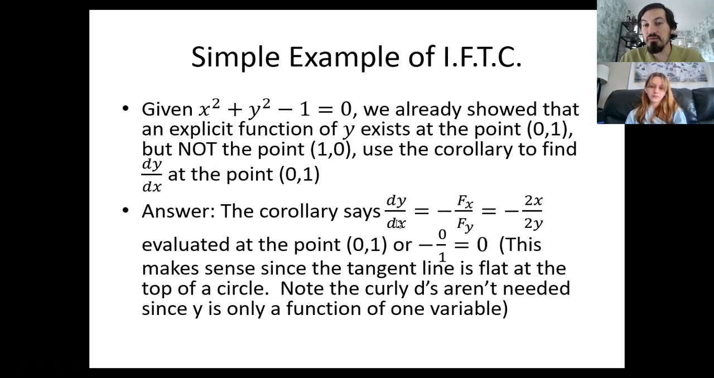Okay, the corollary says dy dx is equal to negative partial of f with respect to x over partial of f with respect to y. And that stands for partial derivative of f with respect to x over partial derivative of f with respect to y, equals this. You see how I get this, right? Negative 2x comes from this function right here. I take the derivative of this function with respect to x, I get 2x and I put it there. I take the derivative of this function with respect to y, I get 2y and I put it there.